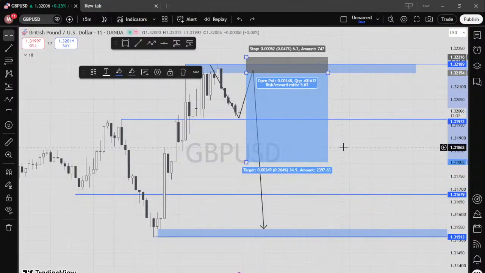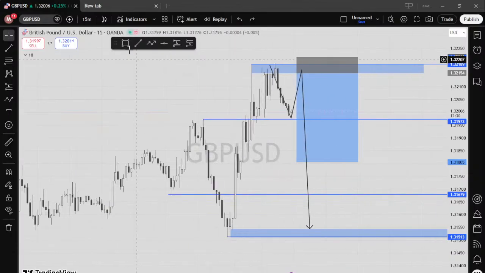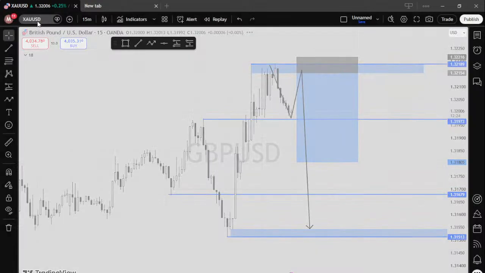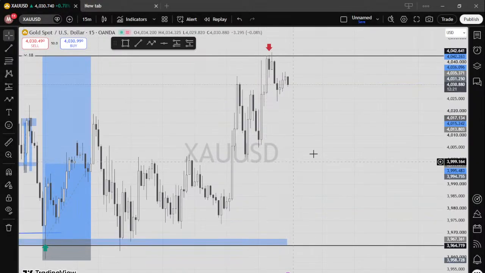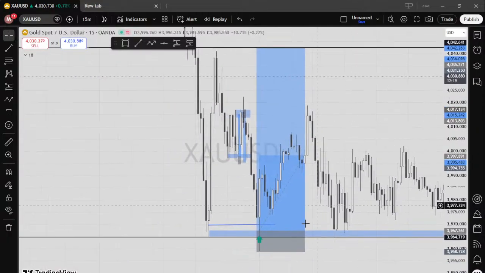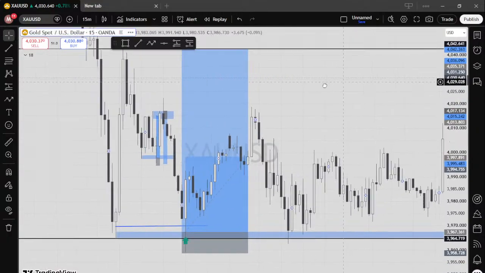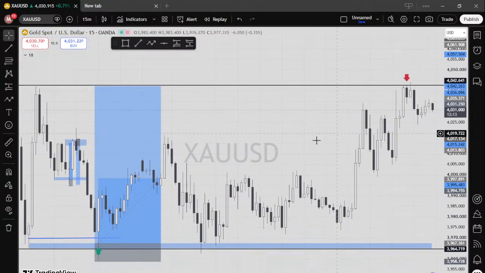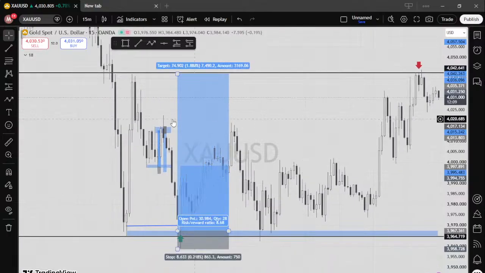So it depends on what you're like. Yesterday I made an analysis on gold, and gold played out so well on my Telegram channel. You can see, I made $76 from this trade on 0.01 lot size. You can see how massive it was. So now let me explain to you what happened here.